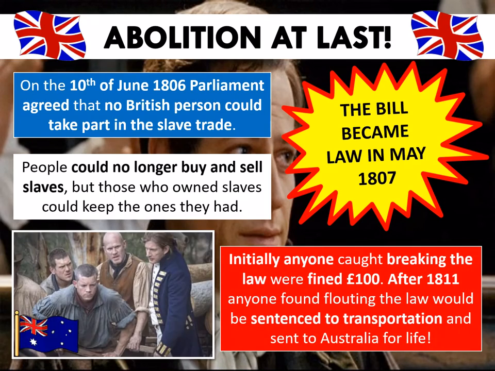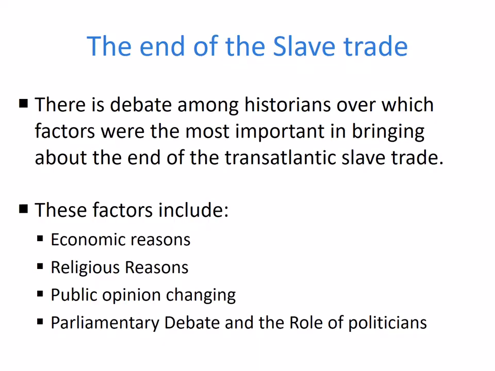Initially, if you were caught breaking the law, you'd be fined £100. After 1811, anyone found flouting the law would be sentenced to transportation and sent to Australia for life. Australia was part of the British Empire at this time. Australia was a popular destination to send convicts, to send criminals, and if you were caught breaking this law in terms of being involved in the slave trade, you could be sent to Australia.